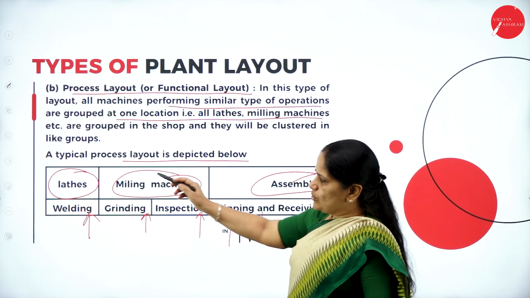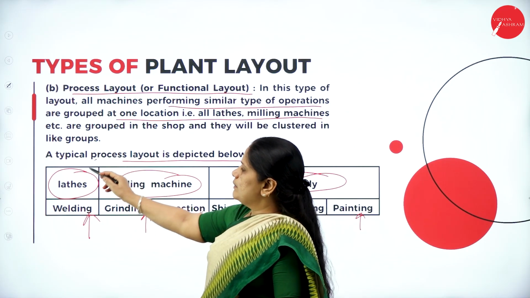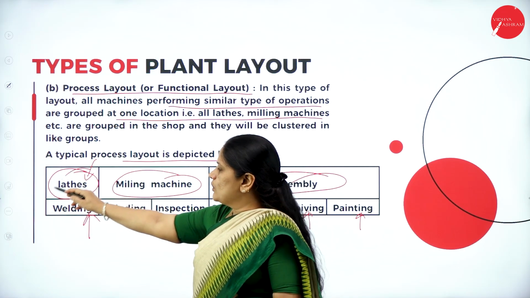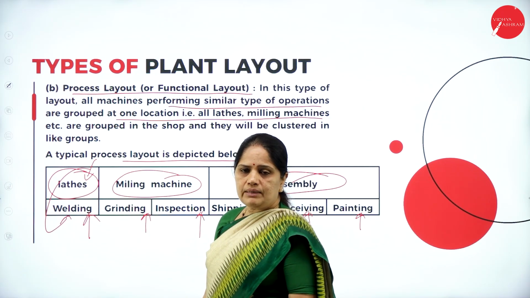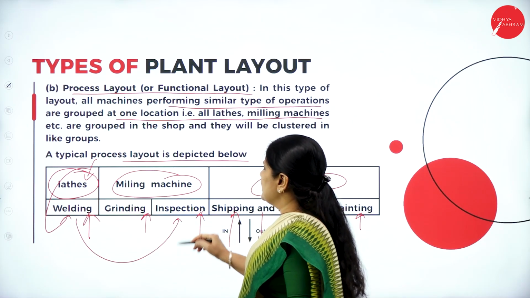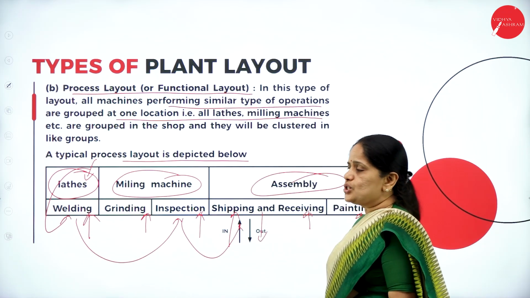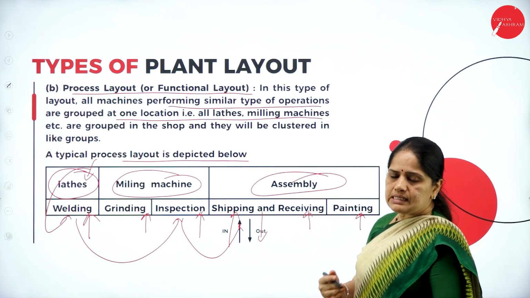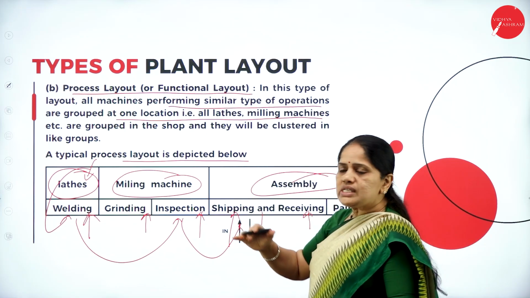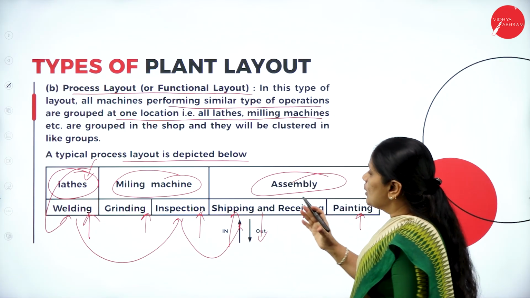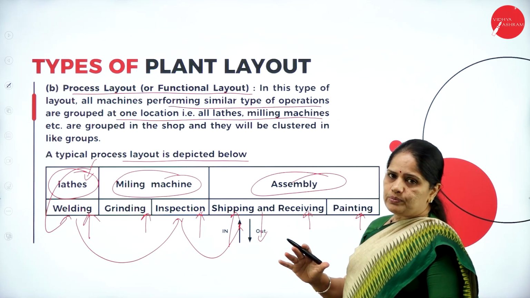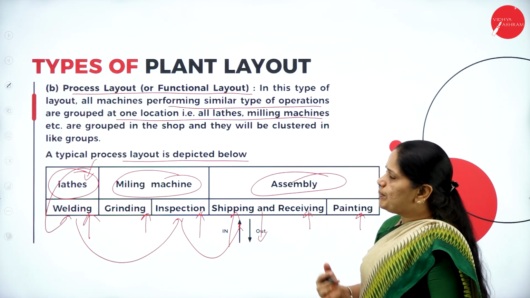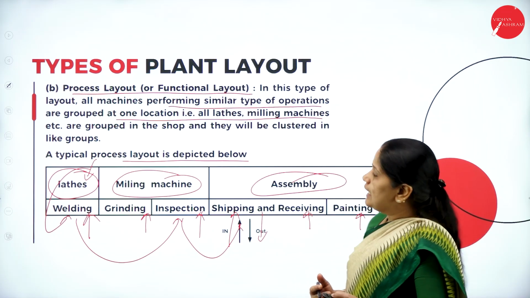Suppose the product has to undergo lathe work, then you send the products to these lathe machines. Then from there it goes to welding. Then you send all the materials to welding. From welding, you go directly to inspection and then to shipping. So depending on the type of product or the process it has to undergo, we have to send the products to the various groups where the machines are grouped. Similar work done by machines will be grouped. So this we call the process layout or the functional layout.